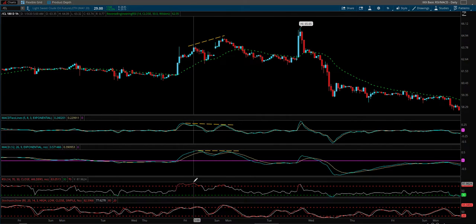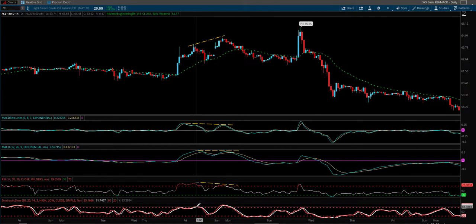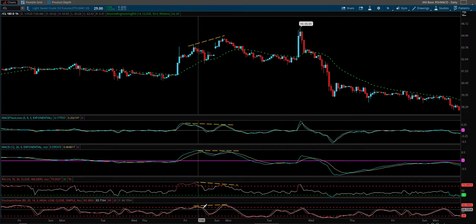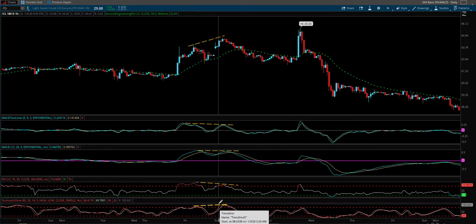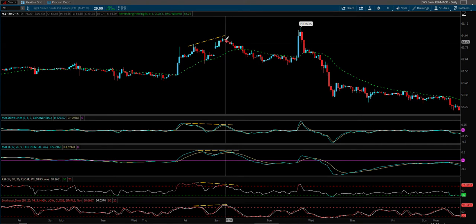So the RSI also showed it, but the stochastic actually had a hidden bearish divergence, because you can see... I'm sorry, it didn't have a divergence, because you could see the stochastic made a higher high, as did price.